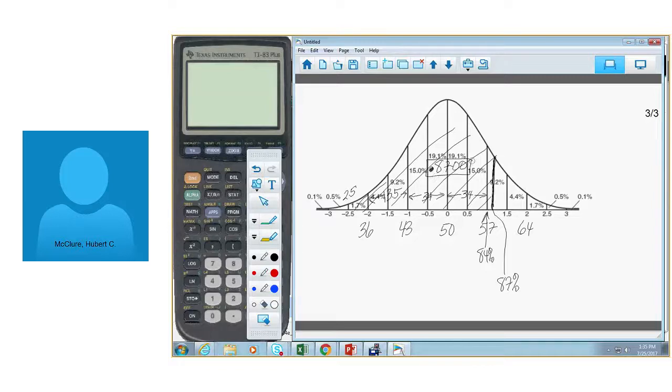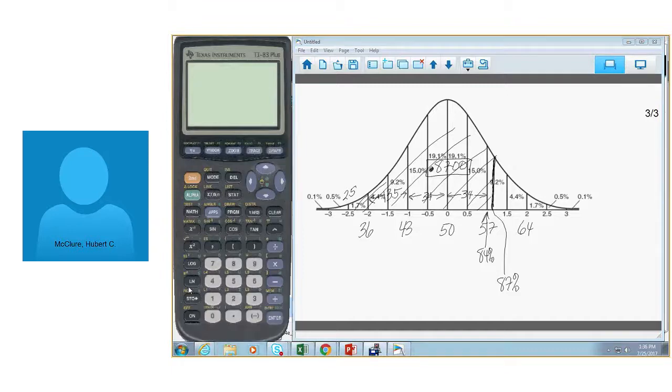Take your inverse norm. Now, somebody tell me what they think it's going to be. I think it's going to be around 1.3. Maybe. Yeah, 1.2, 1.3, somewhere in there. So let's do inverse norm.